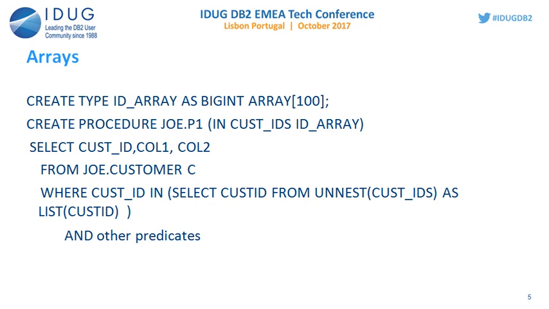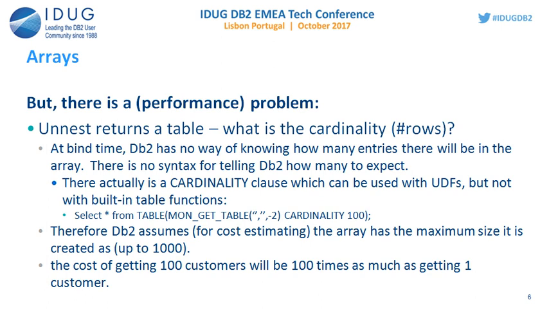And arrays can have more than one column in them, so you can unnest into a table with more than one column. And then you can have other predicates in your select statement. This is a subquery with an in, but you could also do a join. I could join customer to list. And that works nicely. But there's a performance problem.